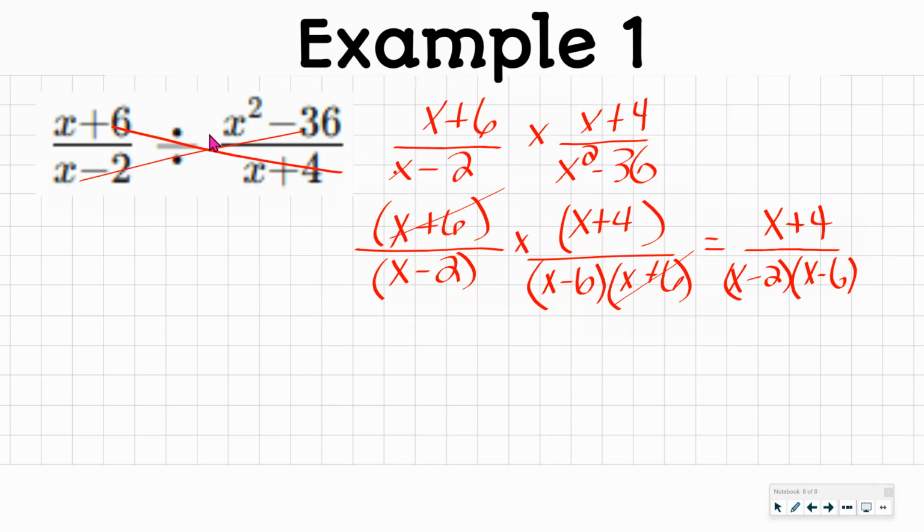Apologies for the dog. Okay, sorry about that. Let's get back into this. That is going to be our final answer, x plus 4 over x minus 2 times x minus 6.